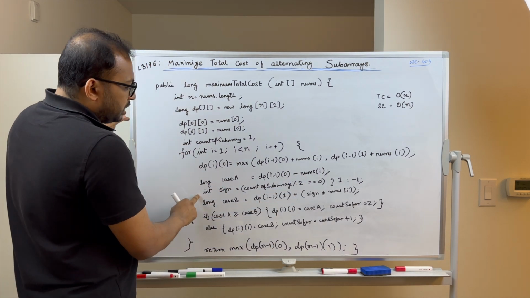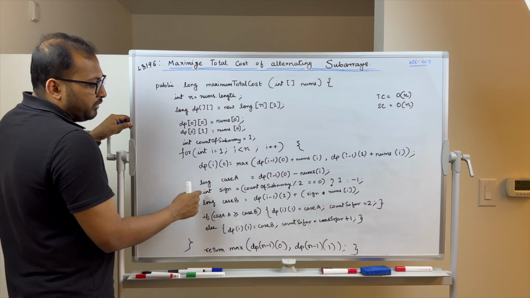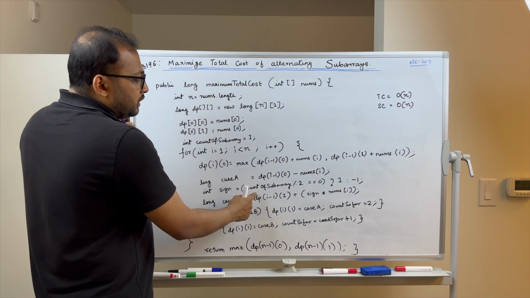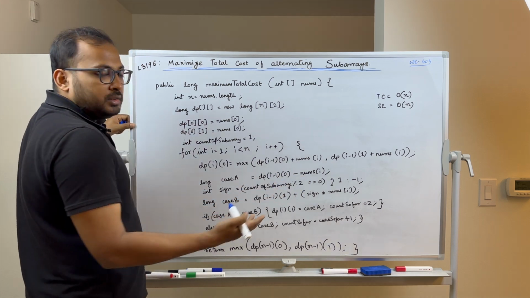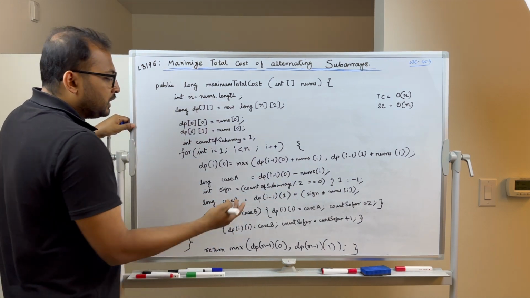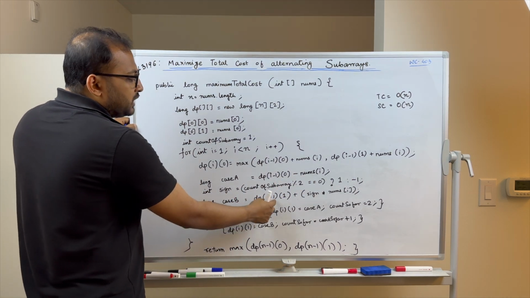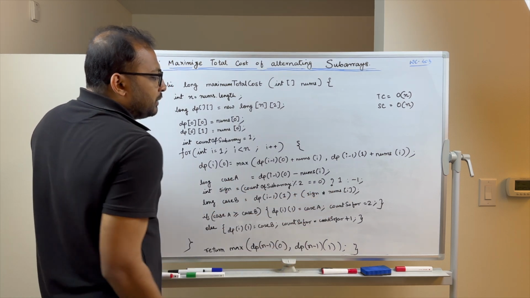Now we compute the sign for case B. So for case B, how do we compute the sign? Sign is nothing but the count of subarrays mod 2. If it is even, then we take it as 1, otherwise as minus 1. That is the sign. So case B is nothing but I minus 1,1 plus sign cross nums of I.